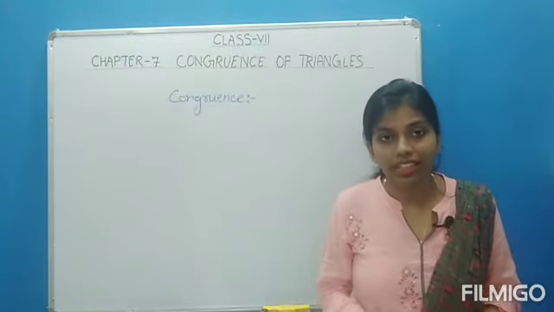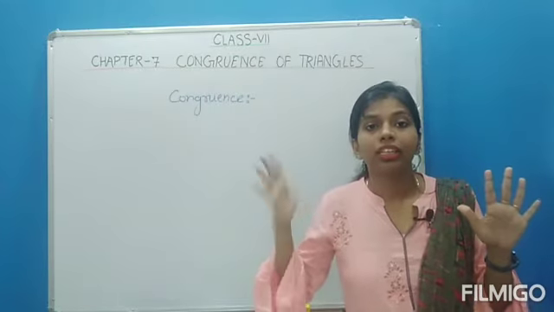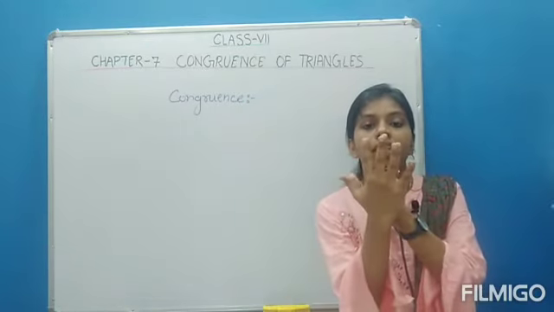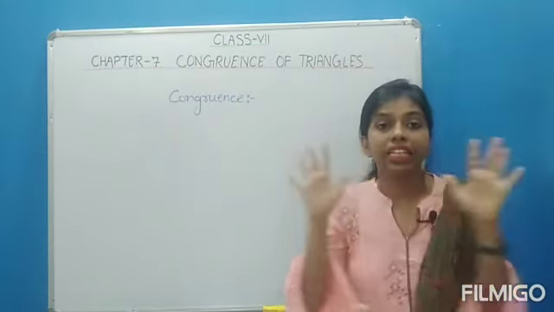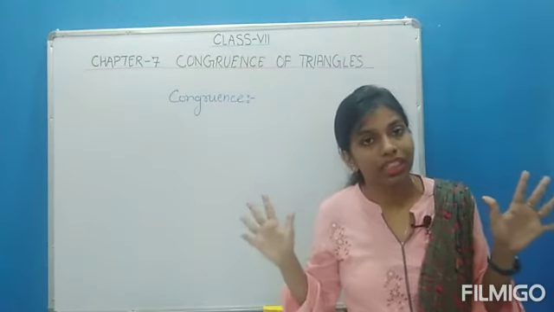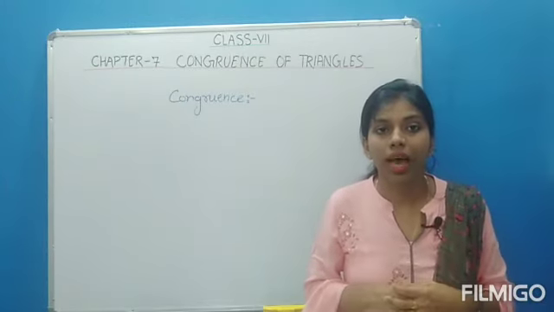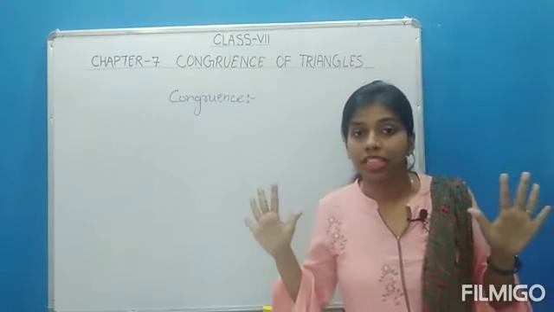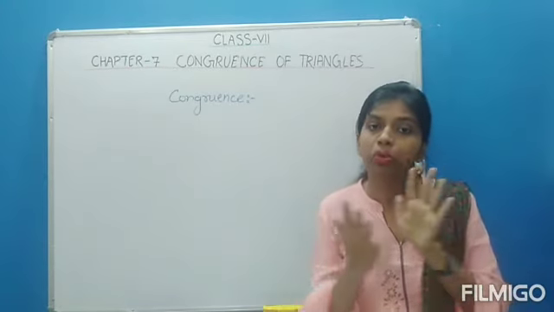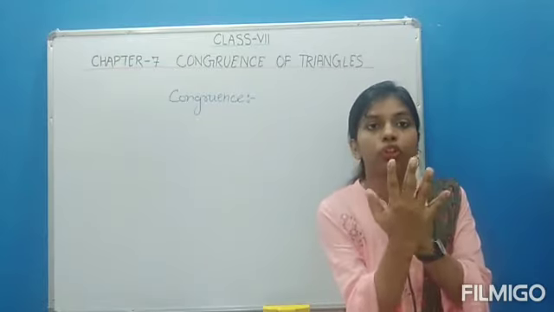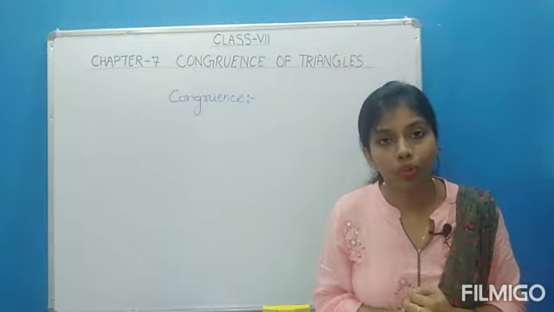For example, these two are my palms. If I put this palm on another palm, they are going to overlap each other, which means we can say these two palms are congruent to each other. These two palms, not my palm with another person's palm, are going to overlap each other. Here these two palms have the same shape and same size. That's why if I put one on another, they overlap each other. So these two palms are called congruent to each other.